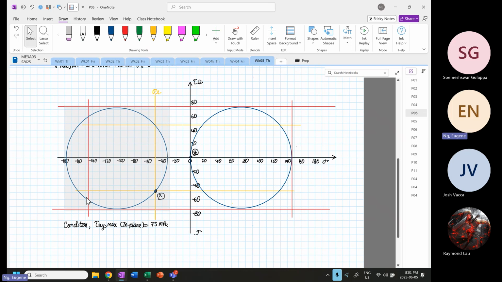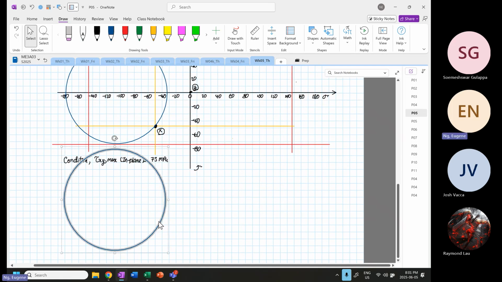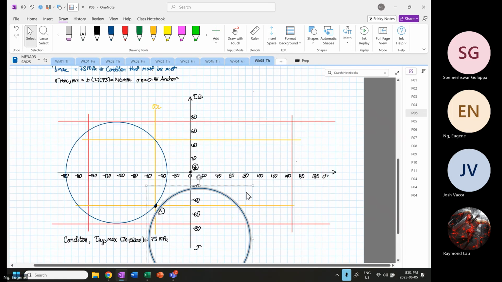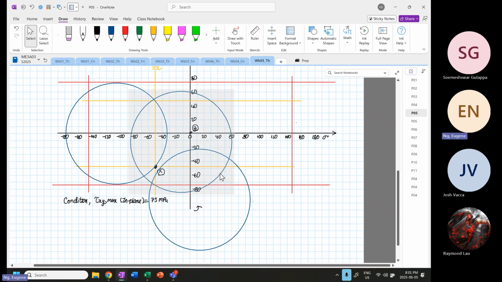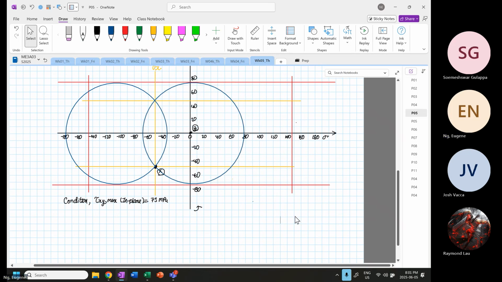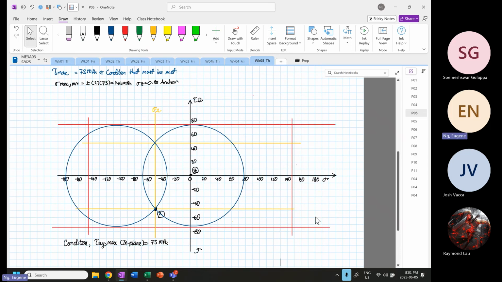Okay, so this is one of the circles, right? Or the circle also can touch on the other side. There's two possibilities. It can be the one on the left hand side, or the one on the right hand side.